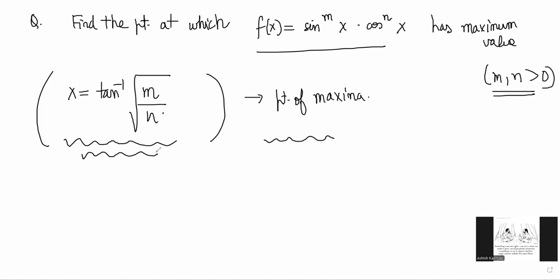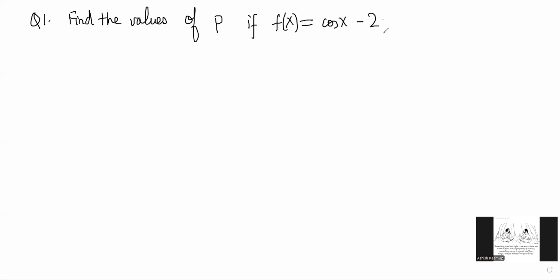Next question is, find the values of p if f of x is equal to cos x minus 2px is invertible. Does everyone know what is the meaning of invertible? What is an invertible function? The one whose inverse is possible. Did that help, what you said? Everyone knows that, that is just the meaning of the word.